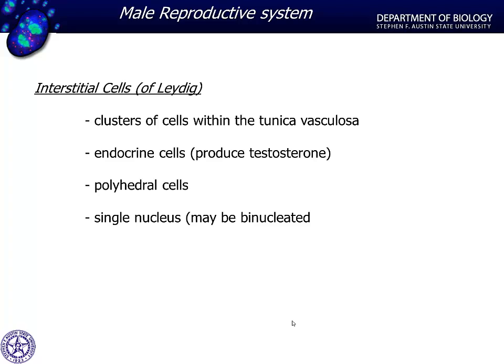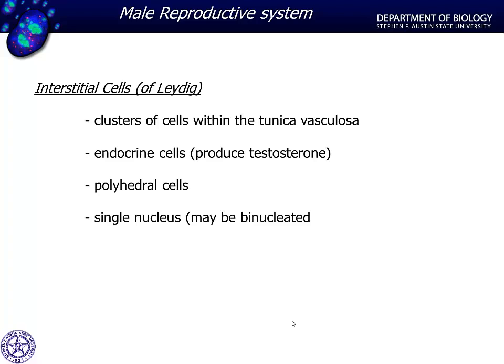So those are the cells within the seminiferous tubule. Now we're going to look at some important cells that are outside the seminiferous tubule in the interstitial spaces. We call them the cells of Leydig, or the interstitial cells of Leydig. We're going to find these in that connective tissue, the tunica vasculosa, where we have our vascular supply. The function of these cells is endocrine in nature. They're going to be producing testosterone.